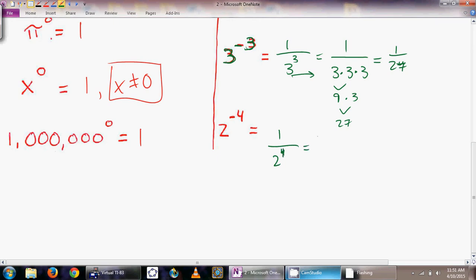Okay? Well, once again, I'm pretty bad at math, so I'm going to expand this. 2 times 2 times 2 times 2. 2 times itself 4 times. Well, that's 4. This is 4. We're still multiplying. Well, that's 16. This is really 1 over 16.